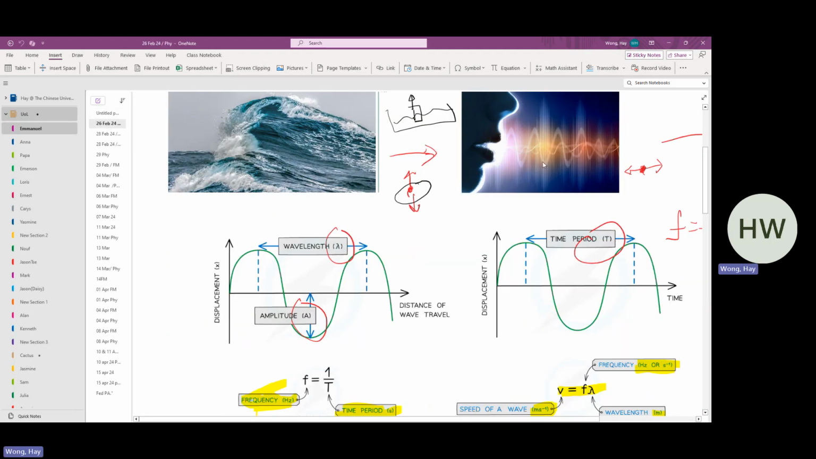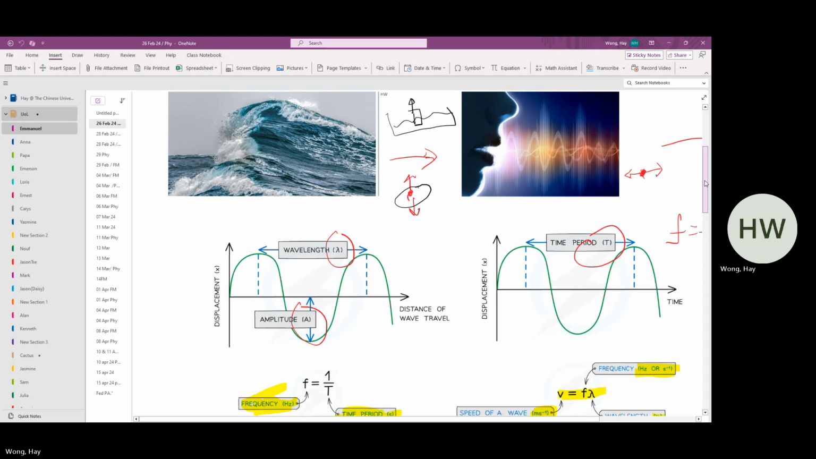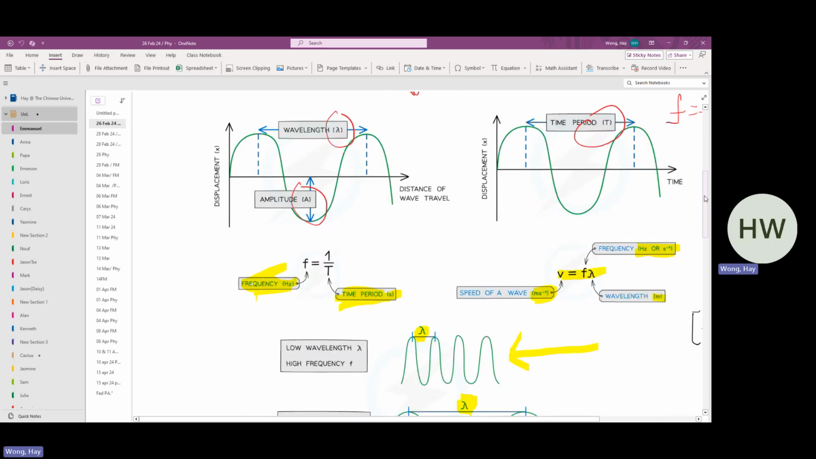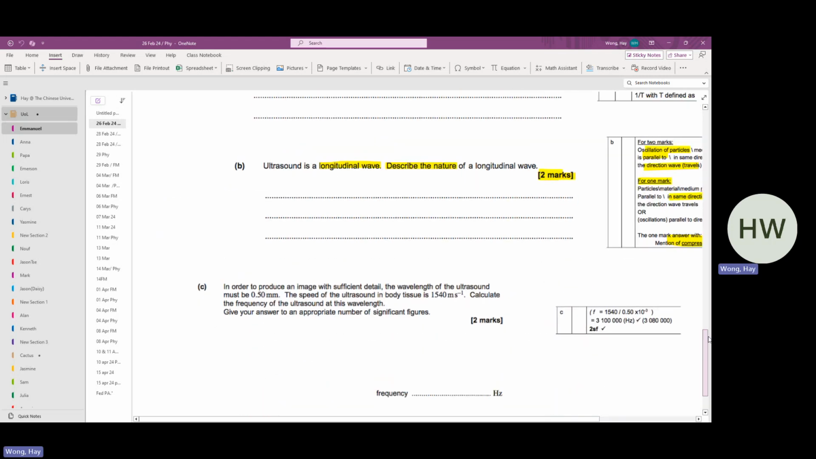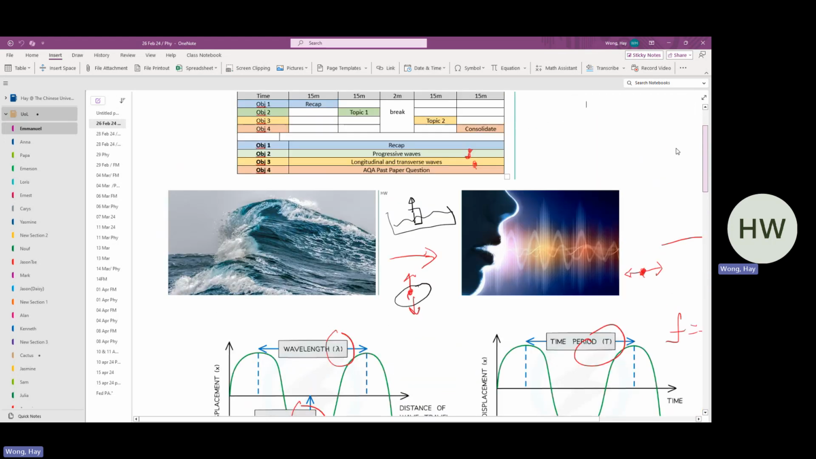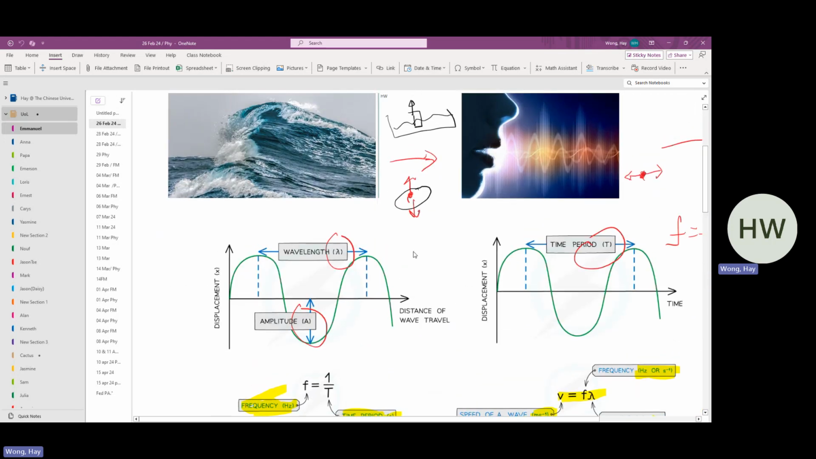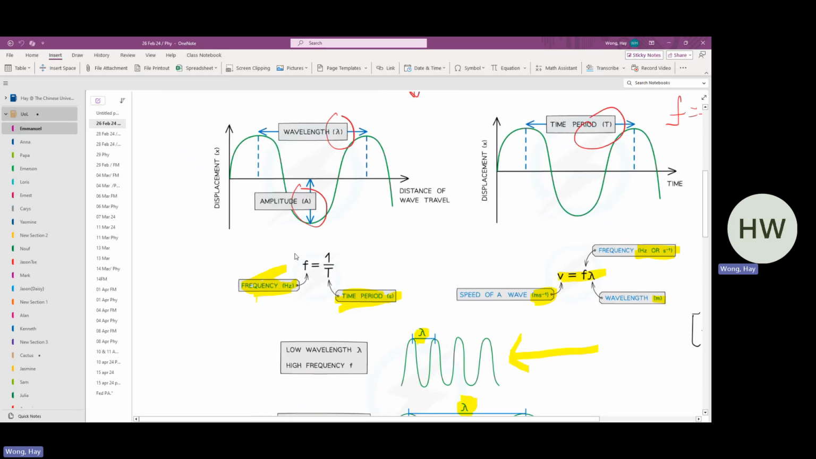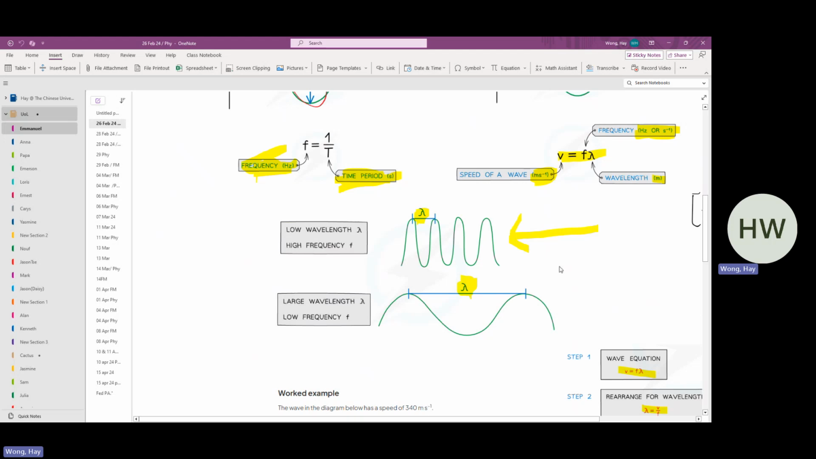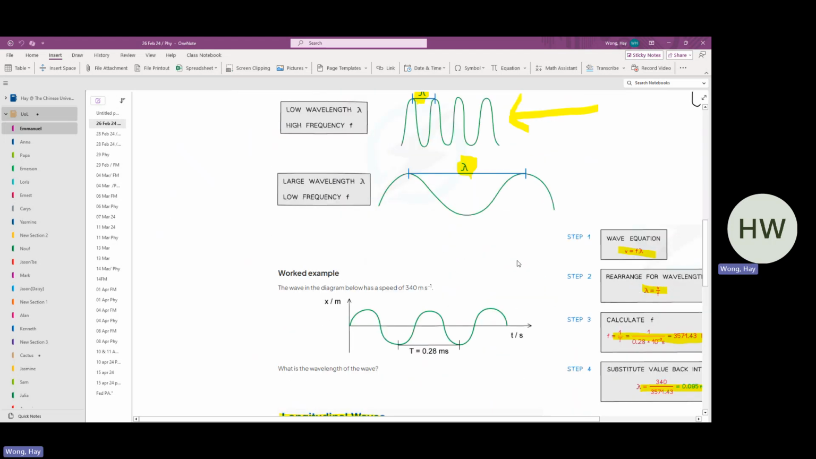Okay, so the physics example here, let's start with waves. Waves have wavelength, amplitude, and period. The two fundamental equations involving frequency, period, and wavelength are here, and basically this is the relationship between all these parameters.